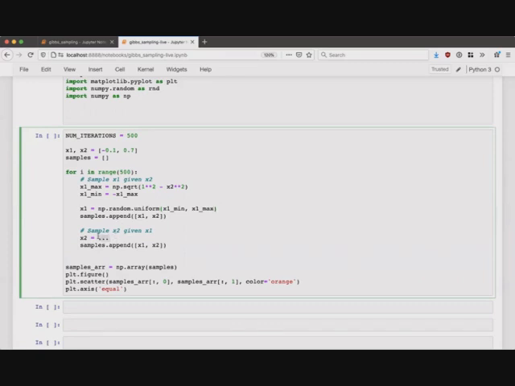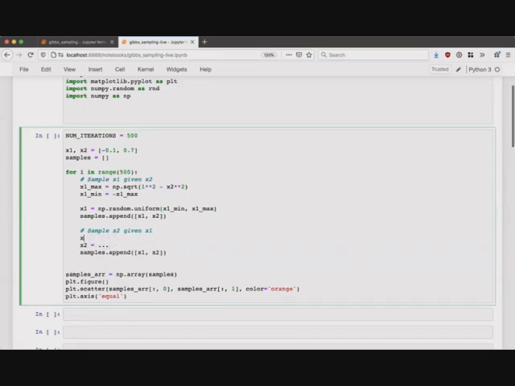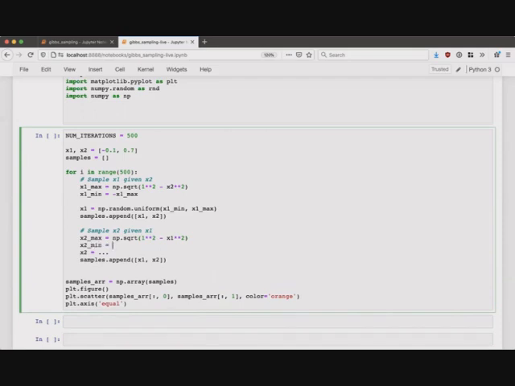And similarly for x2, we repeat a very similar process. We say the maximum possible value, again using a little Pythagorean theorem and some geometry, is the square root of 1 squared minus x1 squared. 1 squared is 1, but I'm leaving this in the code so it's a little easier to see that this is a Pythagorean theorem computation. Then x2 min equals negative x2 max. And x2 is also a uniform draw from x2 min to x2 max.